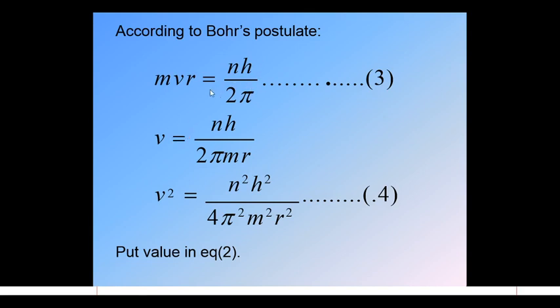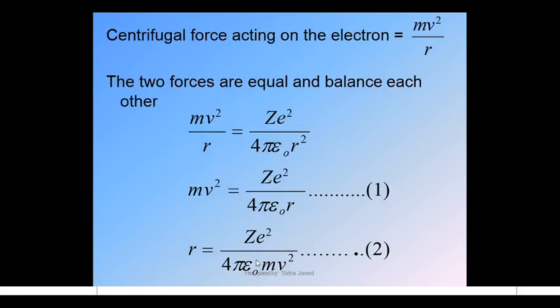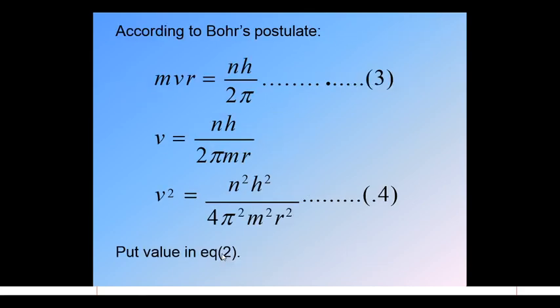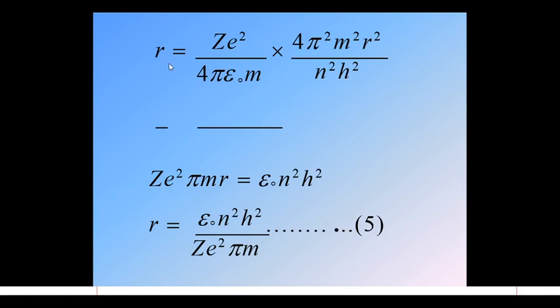Now, we know that according to Bohr's postulate, angular momentum is an integral multiple of h by 2 pi. So from this you can write the velocity and take the square. So you will get v square, and you can substitute v square in the previous equation and finally write the equation for r. So that is the equation for r: n square h square epsilon 0 by Z e square into pi m. That is, n square h square epsilon 0 by pi m e square into Z.